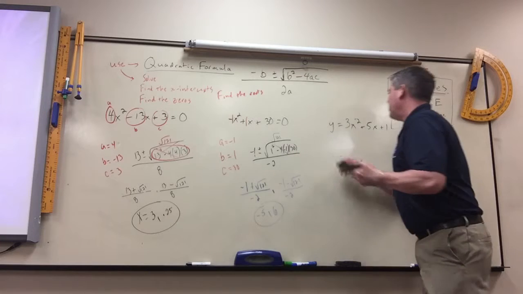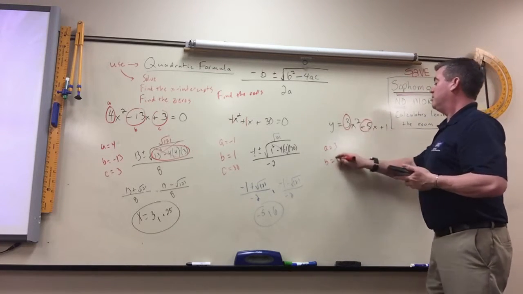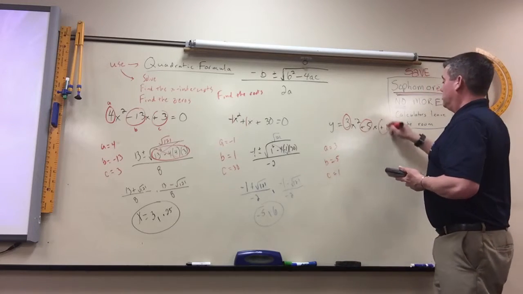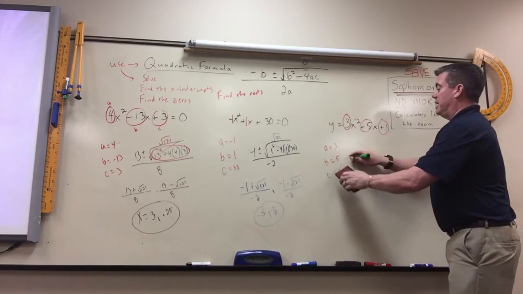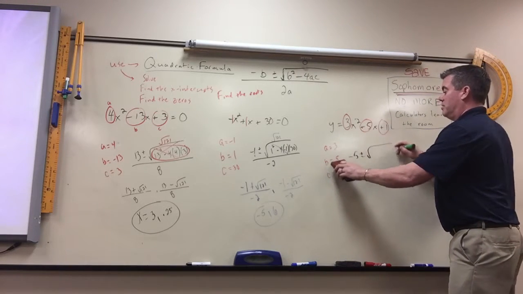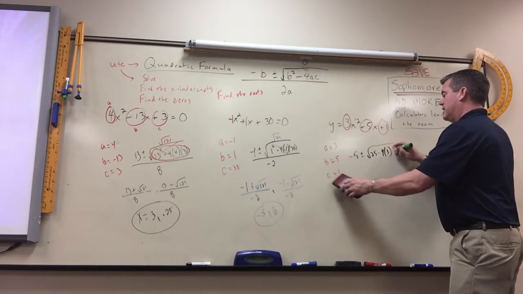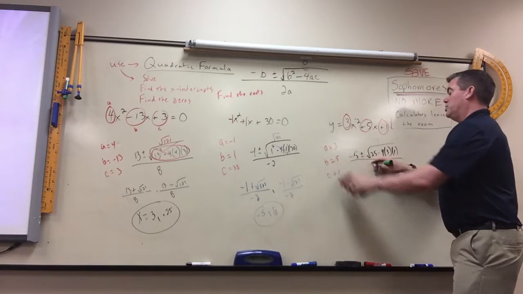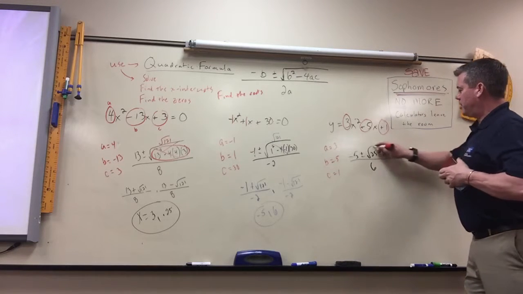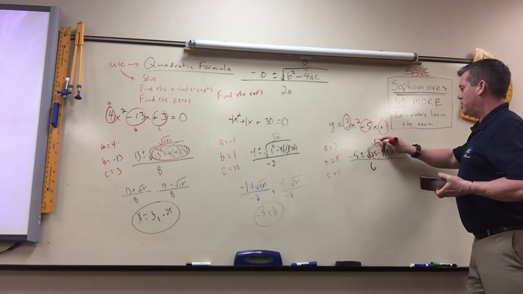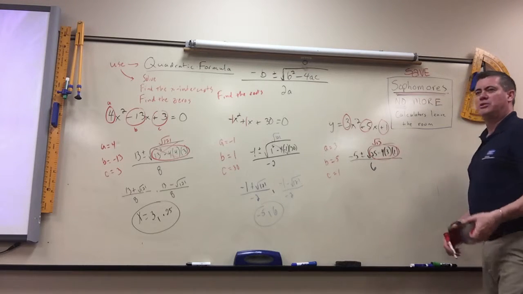So for this one, the a is 3, the b is 5, the c is 1. So put these in, it'd be negative b plus or minus b squared, which is 25, minus 4 times a times c, all over 2 times a, which is 6. If you figure this out, that turns out to be the square root of 13. 25 minus 4 times 3 times 1 is 13.